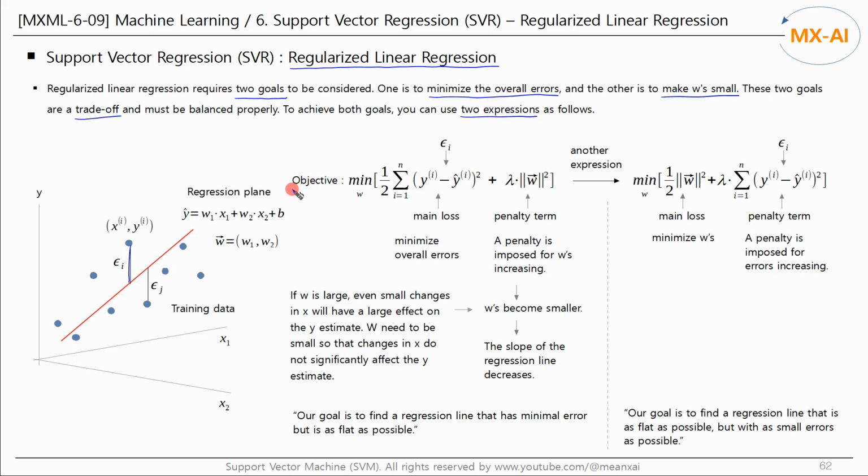The objective function we looked at in the linear regression video was like this. The main loss is to minimize the overall errors. However, focusing only on minimizing the errors can lead to overfitting. Therefore, we add a regularization or penalty term to prevent W from becoming too large. Our goal is to find a regression line that has minimal error but is as flat as possible.